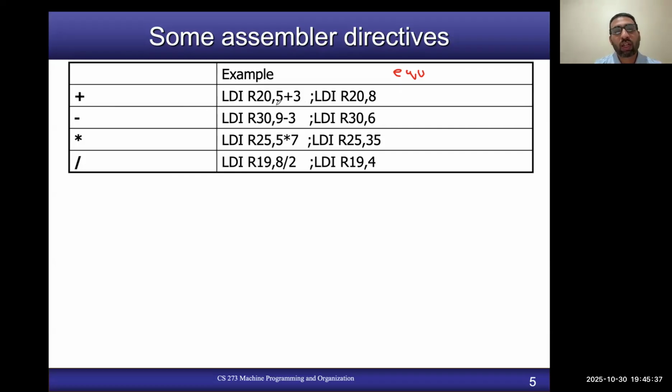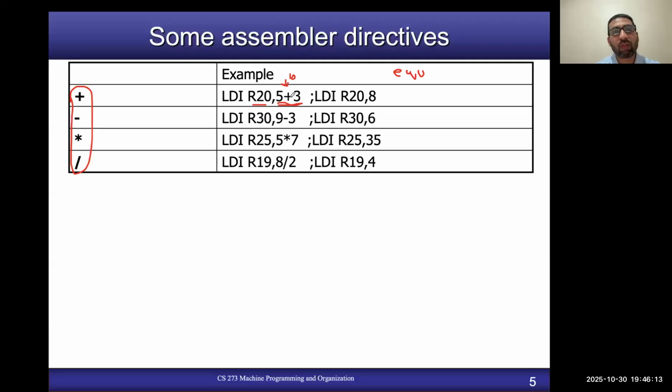For example, when you say load immediate, remember until now what we have been doing: load immediate R20 and then putting some value here, for example, let's say 10, right? So you are saying put the value of 10 into R20. But instead of writing the immediate value 10, you can also put an expression here. In that expression, you can use operations like plus, minus, multiply, and division, right? So for example, if you say 5 plus 3, what will the assembler do?